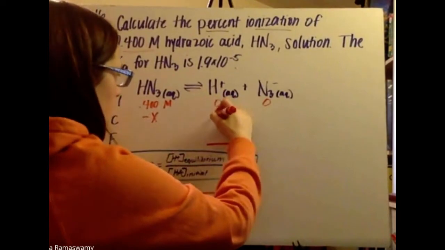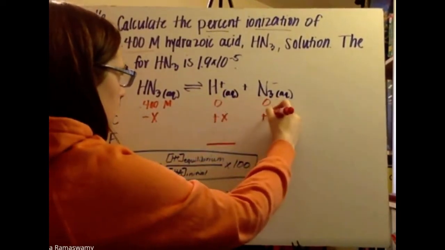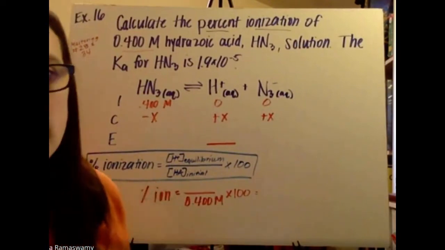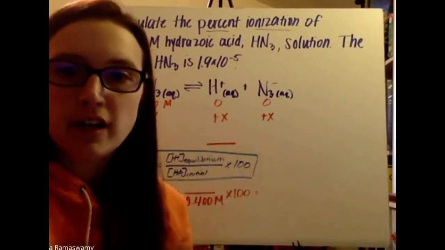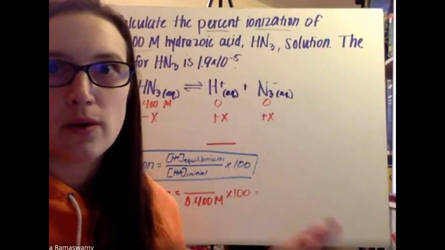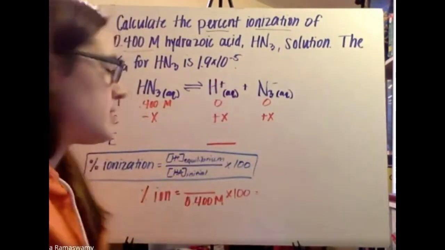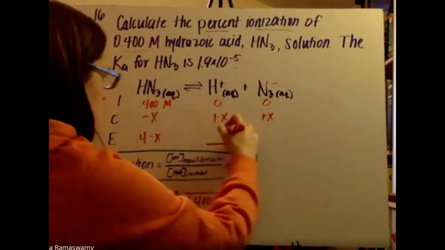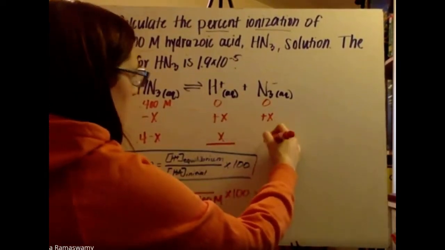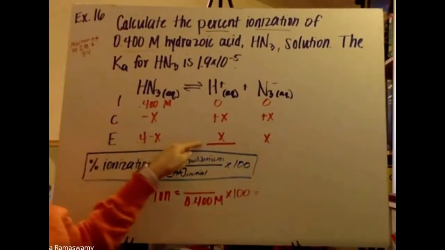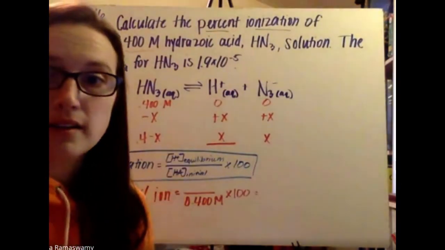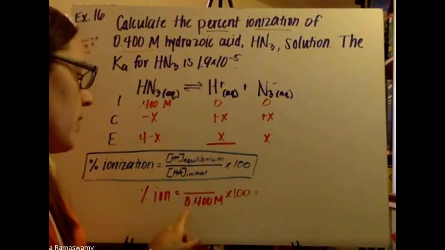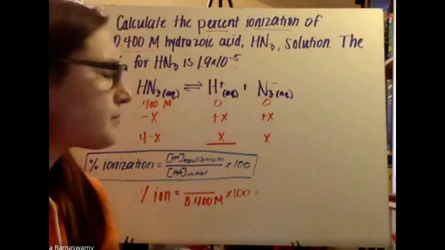So we will subtract from the weak acid. We will add to the H plus and N3 minus side. It's a 1-to-1-to-1 ratio, so it's just minus X, plus X, plus X. So for my equilibrium row, I get 0.4 minus X, X, and X. Now again, my goal is to solve for what I underlined. My goal is to solve for the H plus concentration at equilibrium so I can plug it into percent ionization.